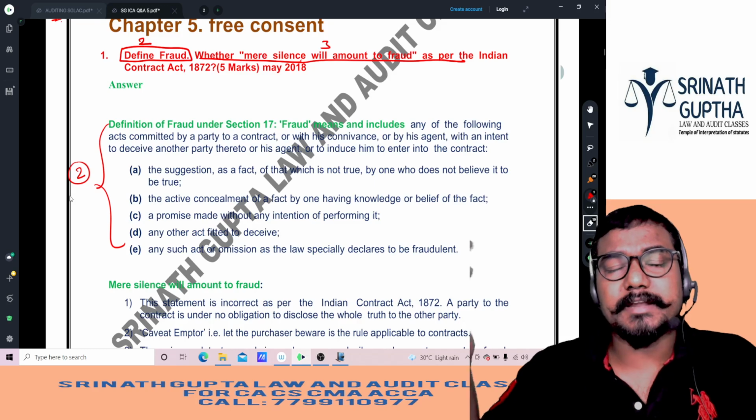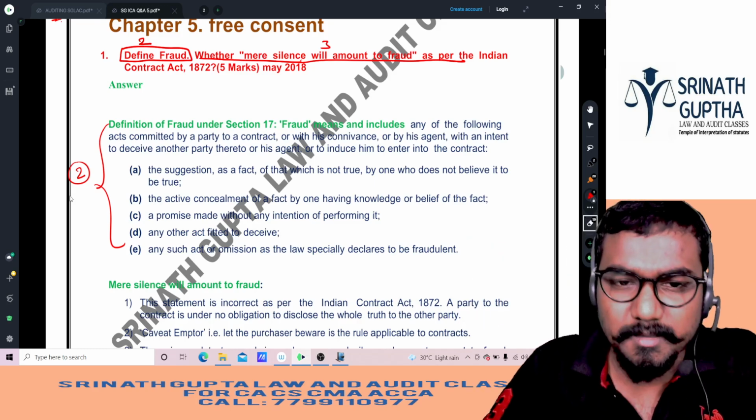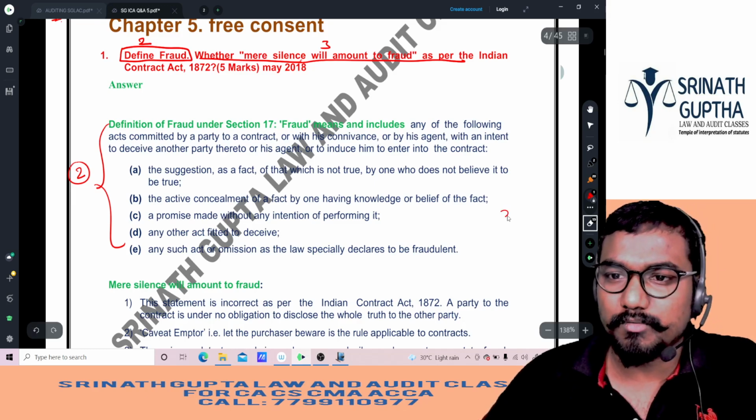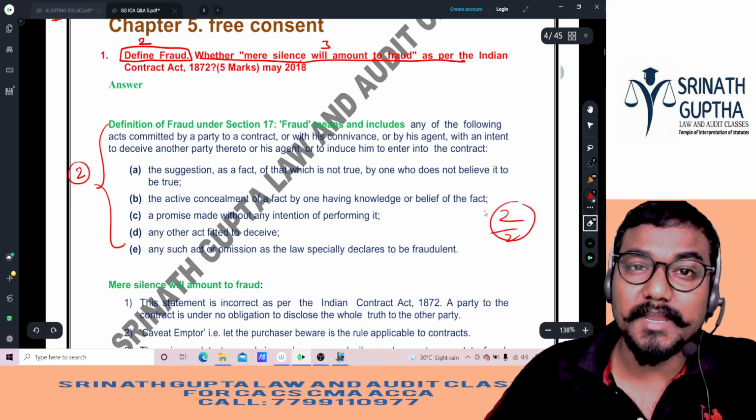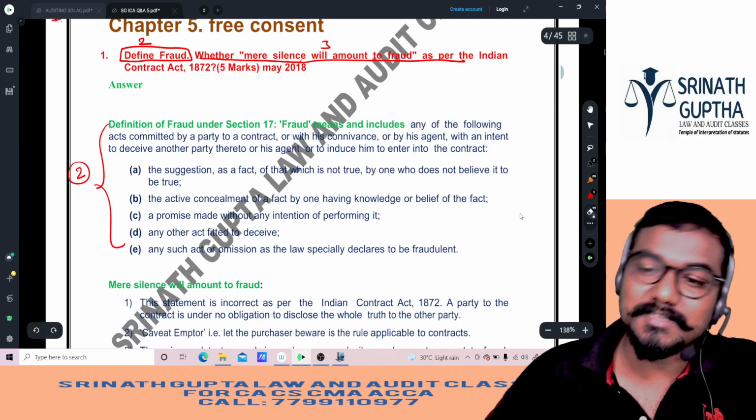If you write, fraud means false representation of the fact to deceive the other party, he will not give you marks, but you may come to your home and give yourself 2 out of 2. Anna beta, don't make correction of your own answer sheet, beta. What do people do? They write something and give themselves marks out of 2.